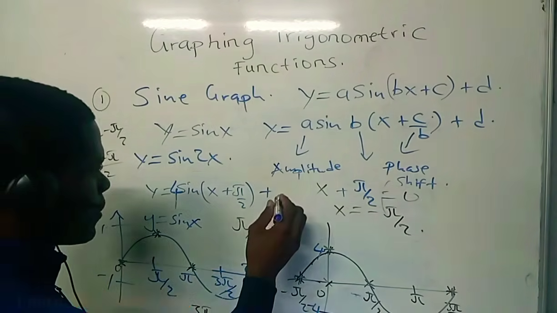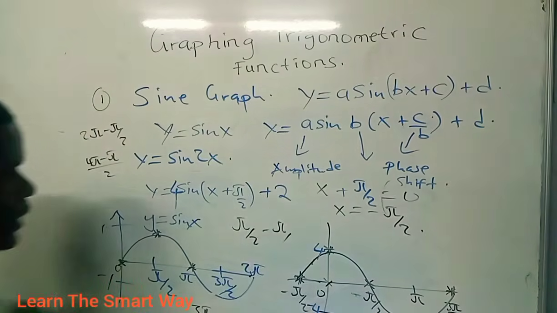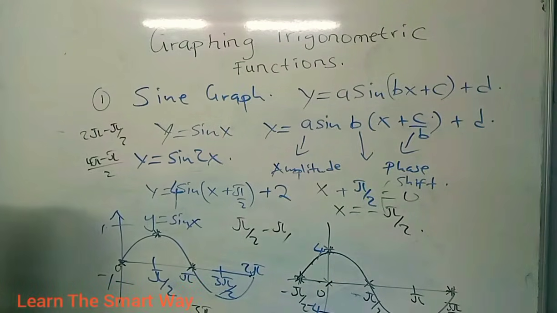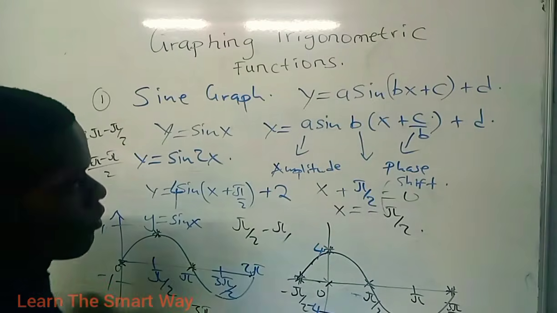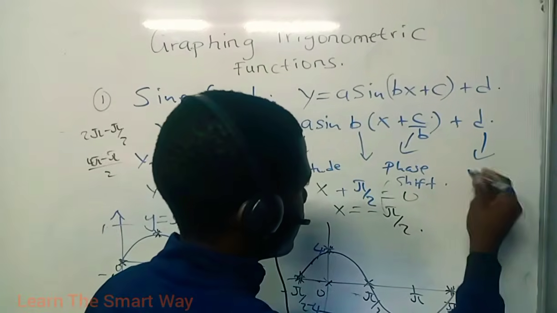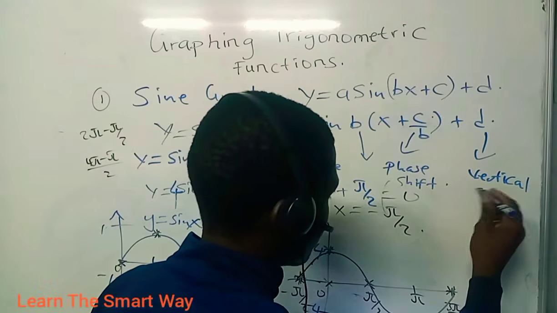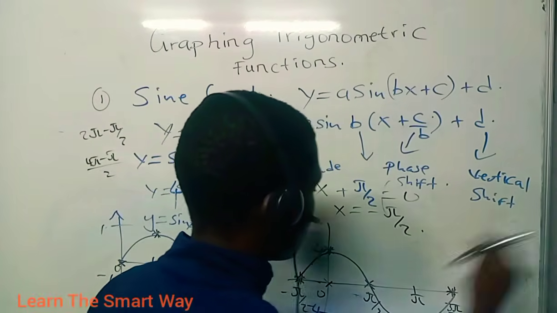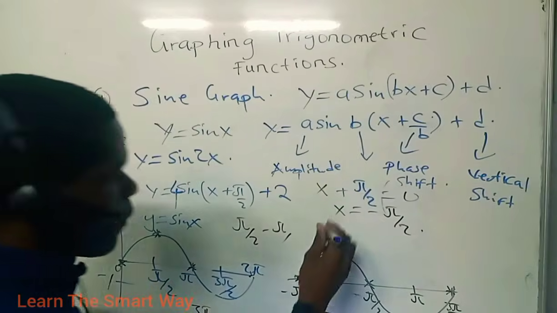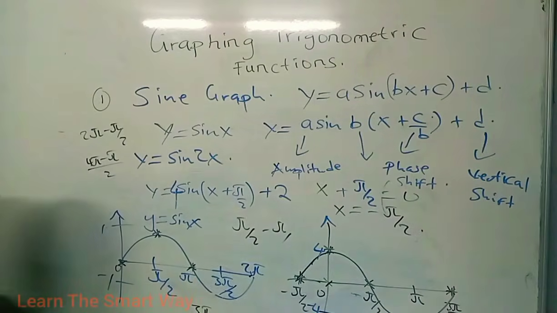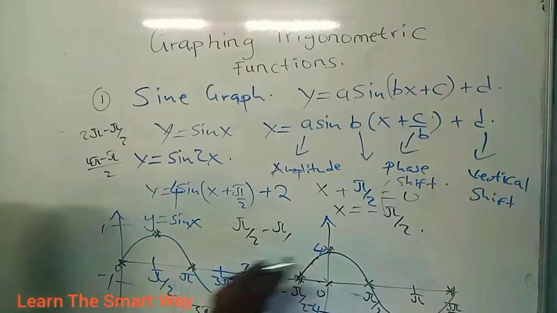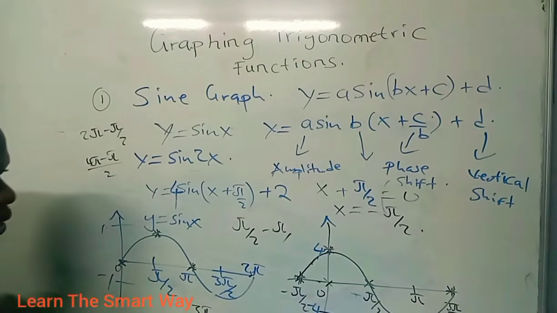Maybe I say plus 2. How different is it? So that is what you call the vertical shift, which is the D there. So the vertical shift affects the y-axis, just as you are told, vertical. So it affects the y part. So it's positive, meaning that the graph is supposed to move up. Each point is going to move up by 2.